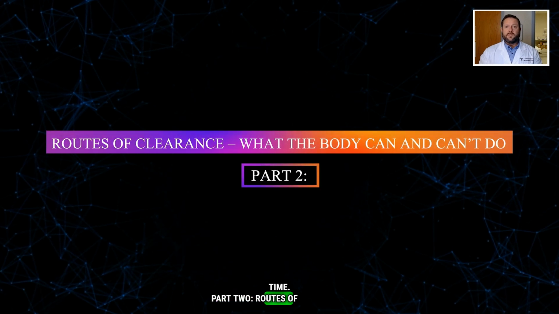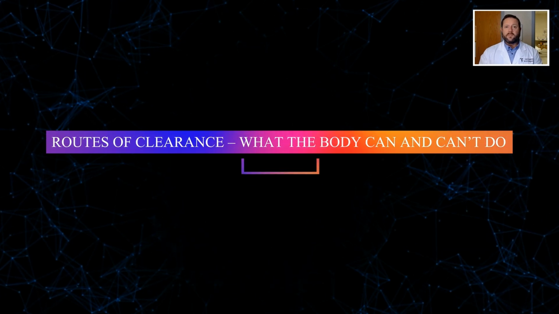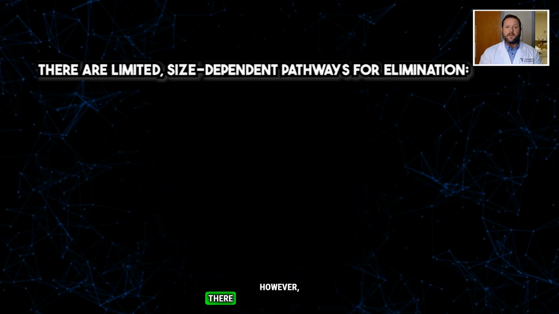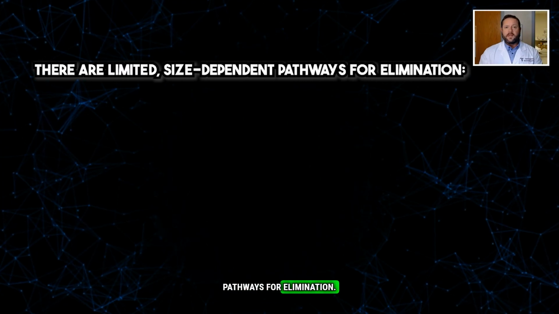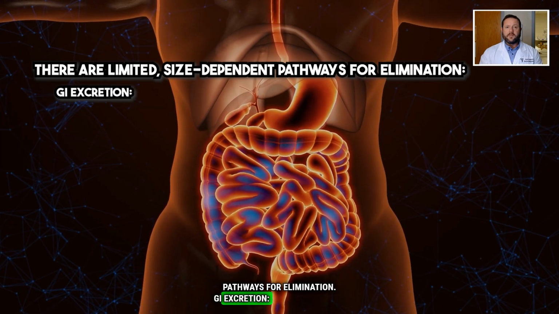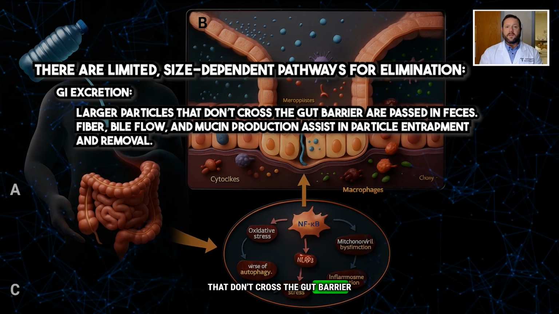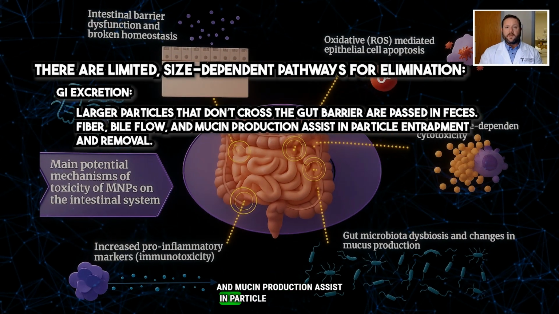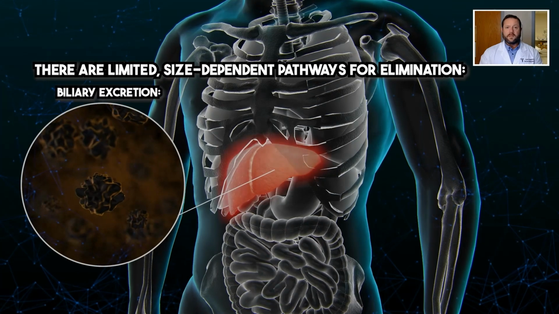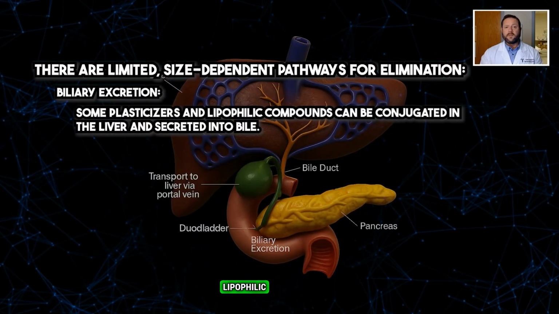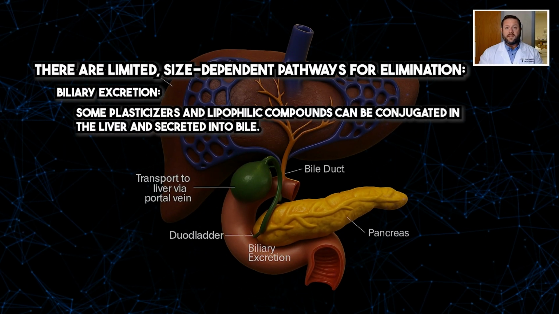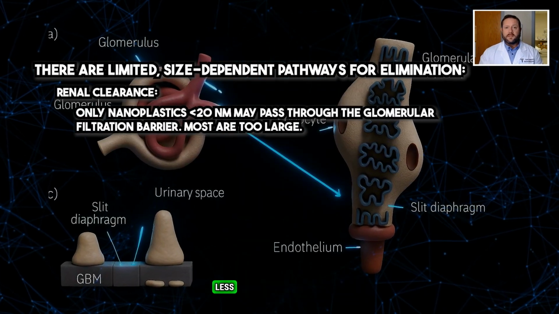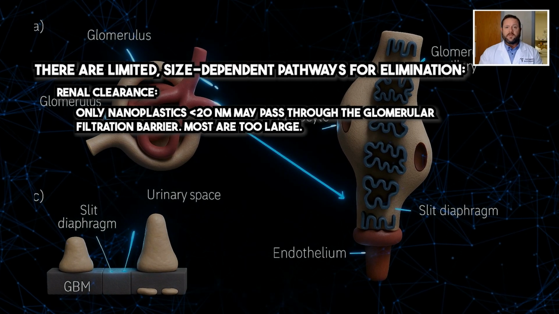Part 2. Routes of clearance, what the body can and can't do. The human body lacks a dedicated pathway to break down synthetic polymers. However, there are limited size-dependent pathways for elimination. GI excretion. Larger particles that don't cross the gut barrier are passed in feces. Fiber, bile flow, and mucin production assist in particle entrapment and removal. Biliary excretion. Some plasticizers and lipophilic compounds can be conjugated in the liver and secreted into bile. Renal clearance. Only nanoplastics less than 20 nanometers may pass through the glomerular filtration barrier.